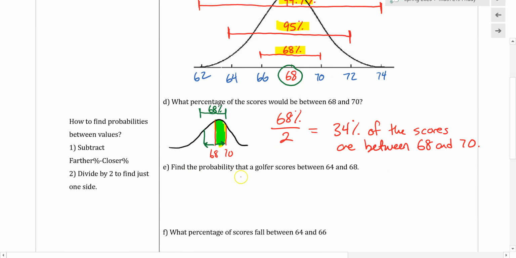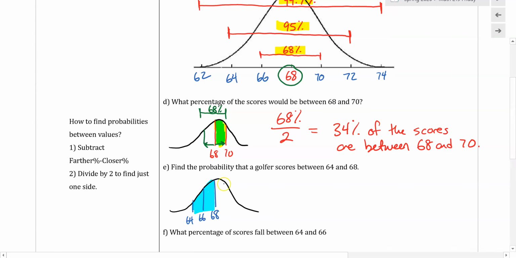Okay, find the probability that a golfer scores between 64 and 68. So if I think of my curve, again, 68 is the middle, that's the mean in this case. 64, that's 2 standard deviations to the left. Right? Because again, a standard deviation in this case is 2 points. So this is what they're asking me for. Find the percentage of people that live there, or the probability of landing there.